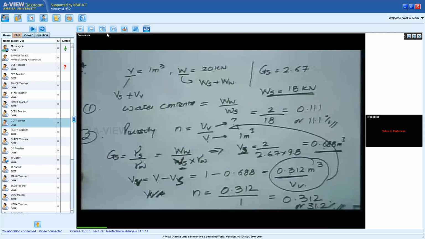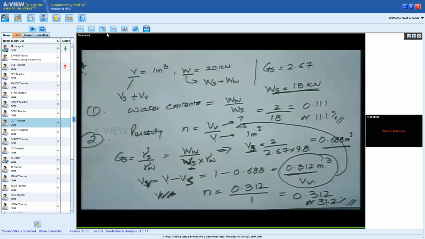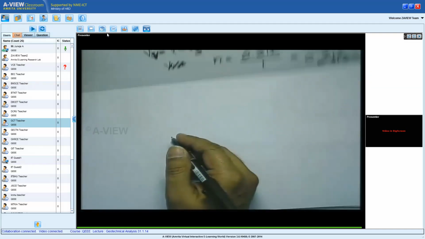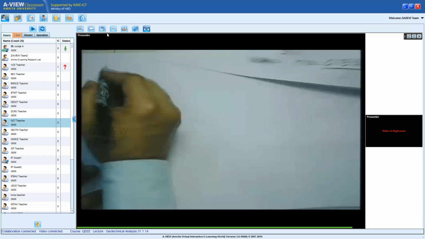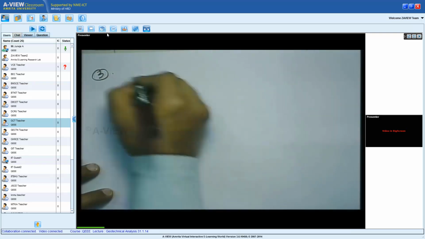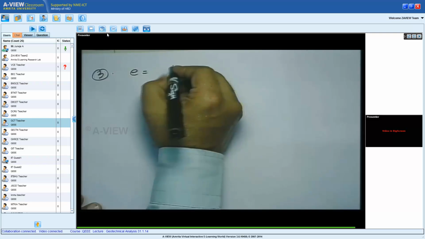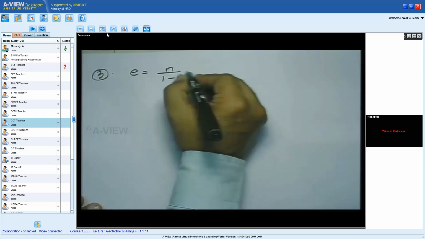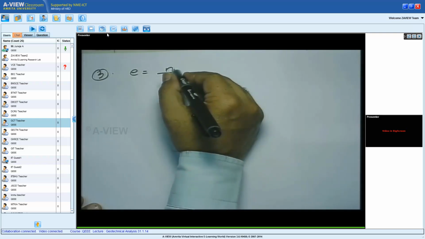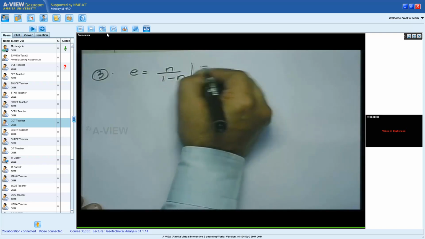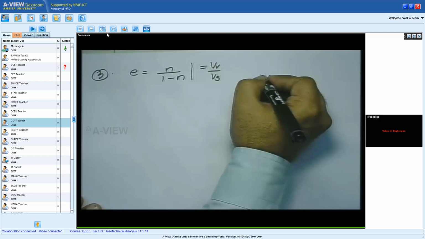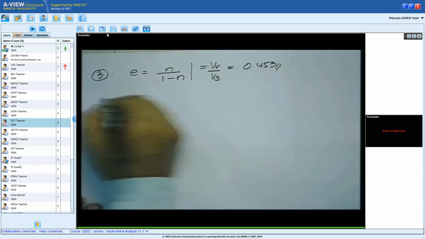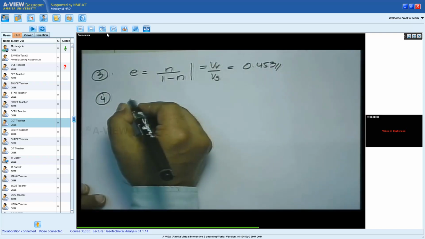Like I said, there's more than one way of doing it, and probably we are just using one of the methods. The next one in the same question is: what is your void ratio? Again, I can use the expression between void ratio and porosity, e equals n over 1 minus n. So the porosity which we have derived previously, I can just plug in, or I can also use volume of voids over volume of solids. The answer to this would be 0.453. The next one is your degree of saturation.